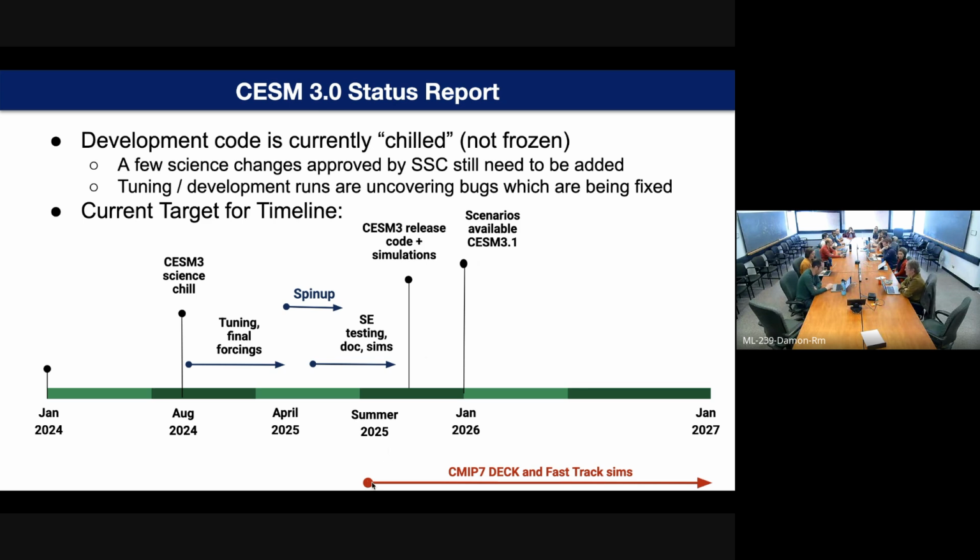in the summer. Dave Lawrence made a point of saying that this January 2027 is kind of like the fixed deadline. So if stuff over here gets pushed late, then this red line is shorter and we get fewer simulations done.